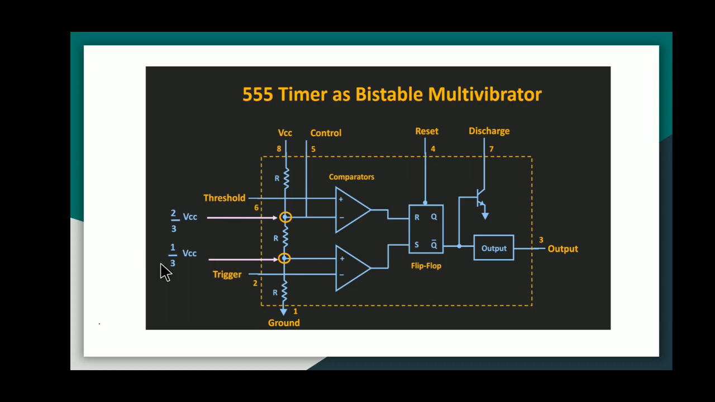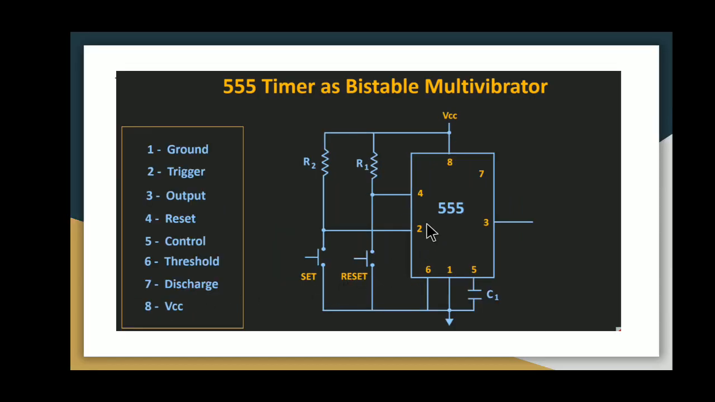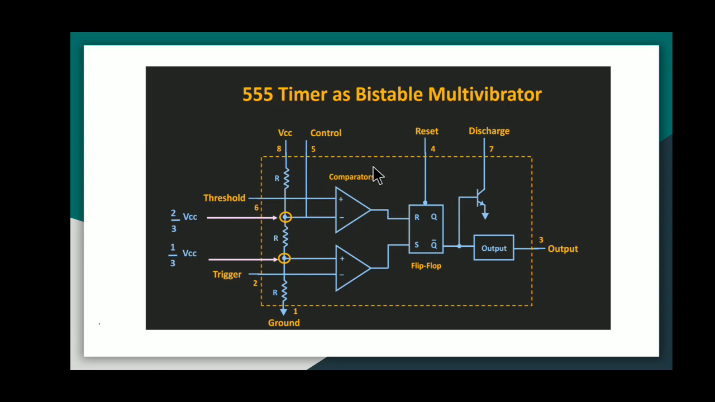Now, once the trigger pin is released, the voltage at pin number 2 will be equal to the supply voltage. Then the outputs of comparator 1 and comparator 2 will again be equal to 0. In such a case, the values of S and R are equal to 0, and the SR flip-flop will retain its previous state. And since the previous state is equal to 1, this time the output of the 555 timer will also be equal to 1.